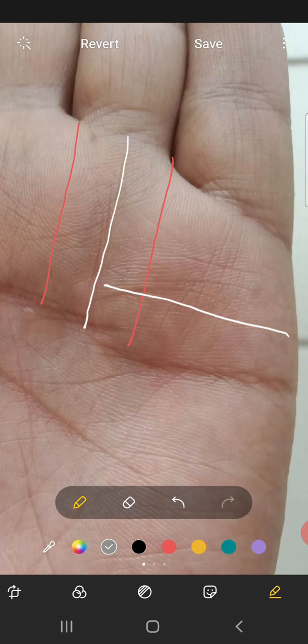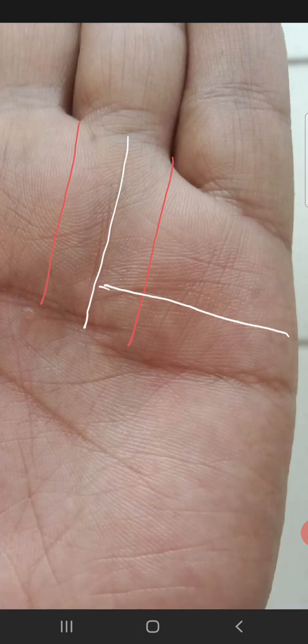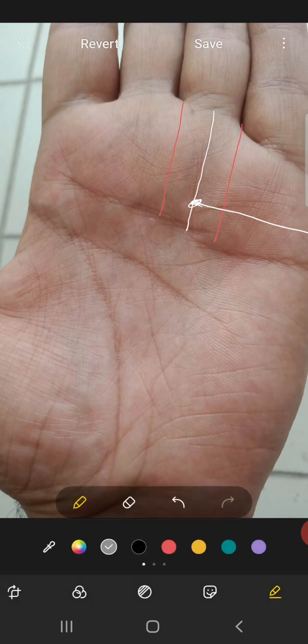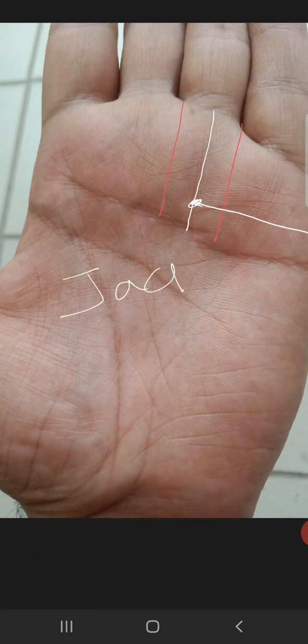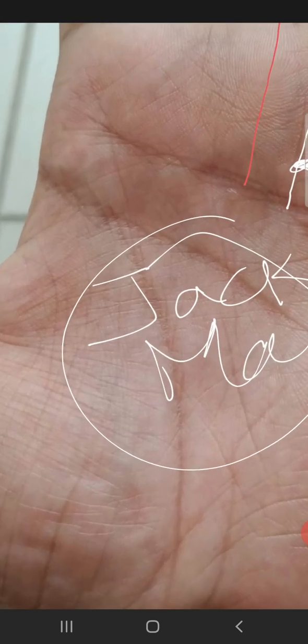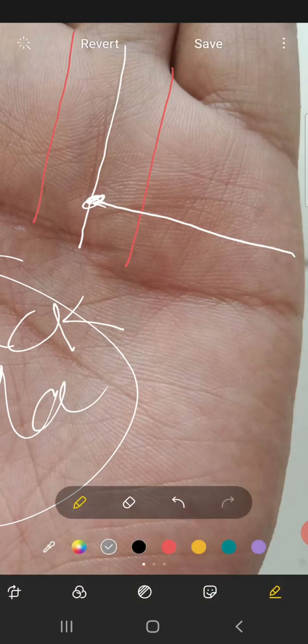It should not cross. So what happens is, when it touches this part, this creates a Raja Yoga. Now what kind of Raja Yoga is this? I am sure you must have heard of Jack Ma, isn't it? Jack Ma, Alibaba. This guy has got this particular formation. Now what does this formation mean?